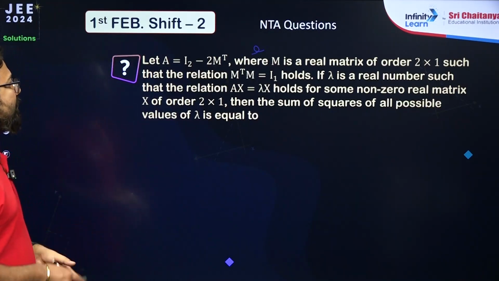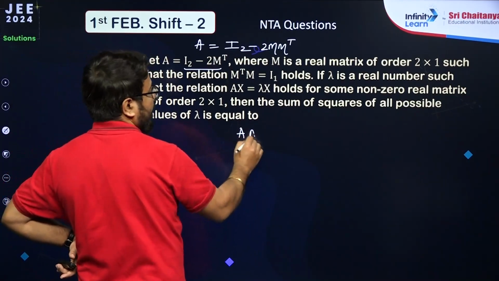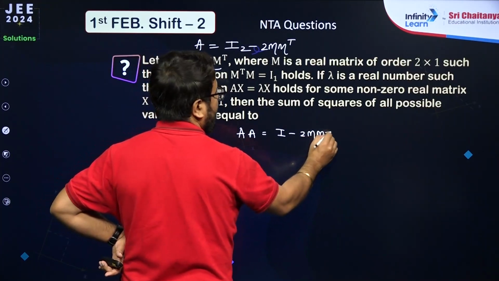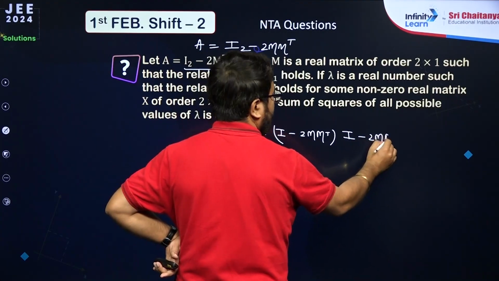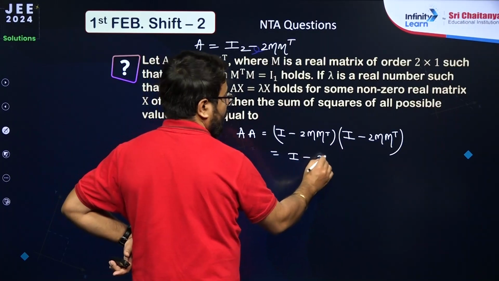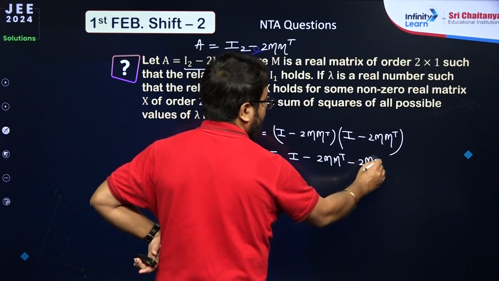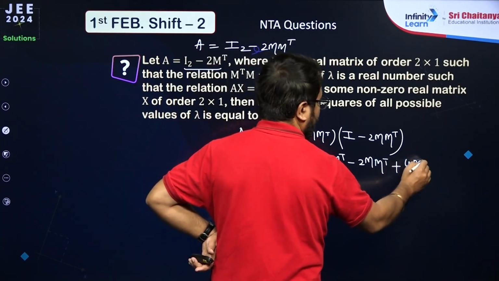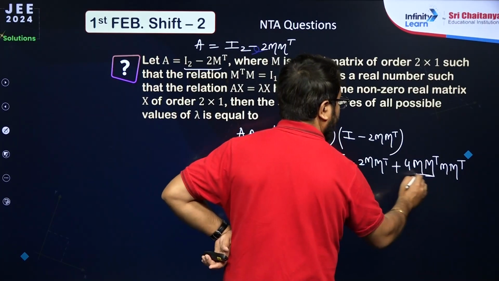Okay, so how to do this basically? Let us first of all find the value of A square. So I minus 2m m transpose, then here also I minus 2m m transpose. I into I will be I itself. Then here it is 2m m transpose, then here it is 2m m transpose. And then finally minus 2 into minus 2 is plus 4, m into m transpose, then m into m transpose.